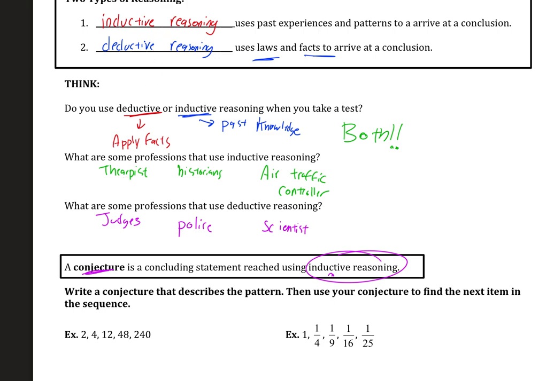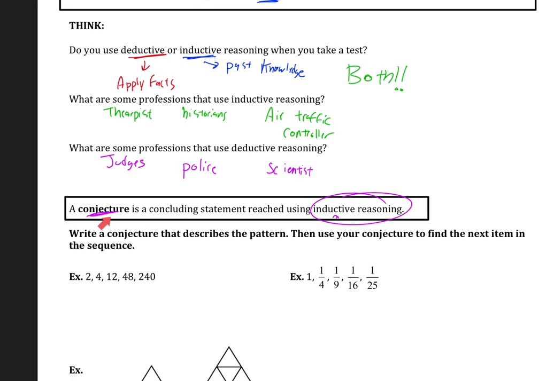And then last class, we talked a little bit about what a conjecture is. Now, this vocabulary word, conjecture, is just a concluding statement reached using inductive reasoning. So, for example, if you are using inductive reasoning, patterns and past events, conclusions might be right, might not be right. So we like to call them conjectures.